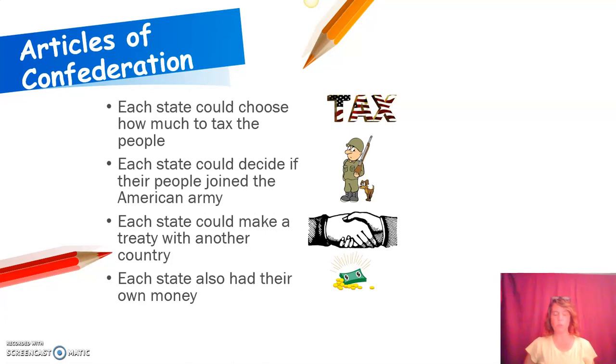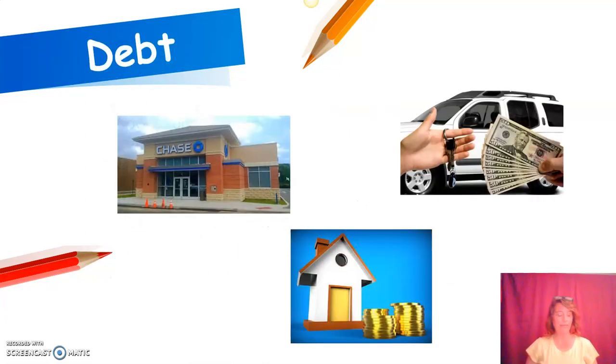As the states tried to work together, the new country faced many problems. The national government was weak. Its leaders were not always wise, and it owed a lot of money because of the Revolutionary War. Money that is owed is called debt. Debt is something that when you borrow something from somebody else, you have to give it back to them. And until you give it back to them, you owe them money. You have a debt to them.